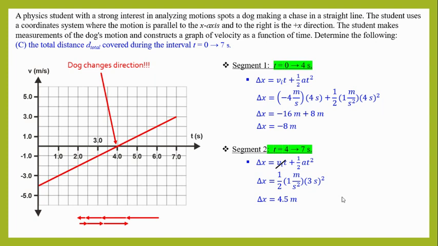Now, the question asks for distance during 0 to 7. Well, that's easy. It ran 8 meters during the first 4 seconds, and then it ran 4.5 meters during 4 to 7 seconds. So all we have to do is add that up, 8 plus 4.5, so the distance is 12.5, okay? To do distance, you don't need to include any sort of signs. Distance is a scalar, so 8 plus 4.5 is 12.5 meters. So that's your answer for part C.